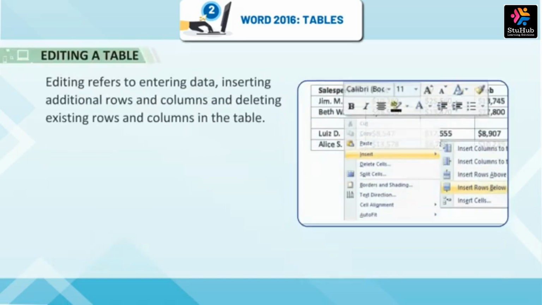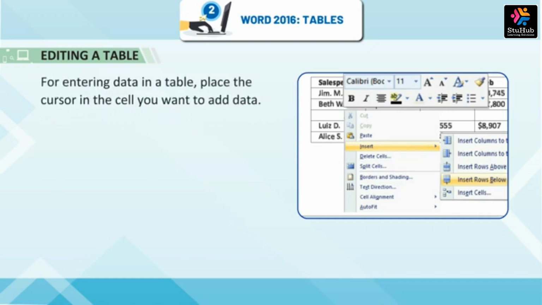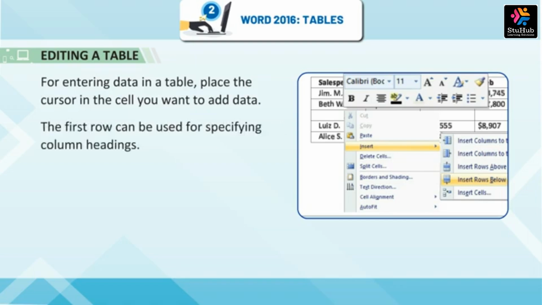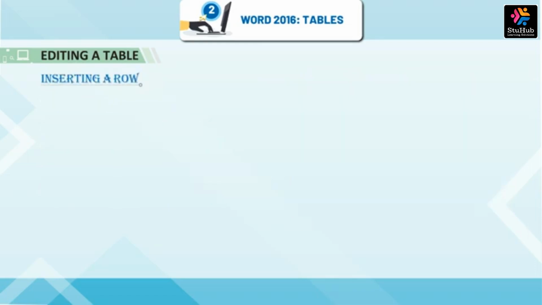Editing a table. Editing refers to entering data, inserting additional rows and columns, and deleting existing rows and columns in the table. For entering data in a table, place the cursor in the cell you want to add data. The first row can be used for specifying column headings. You can move through the cells using the arrow or tab keys from your keyboard.